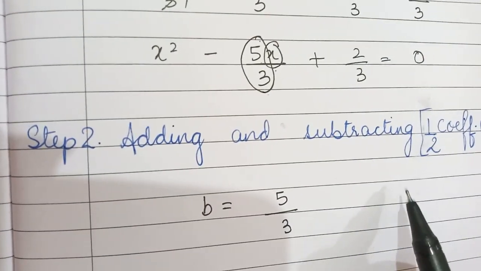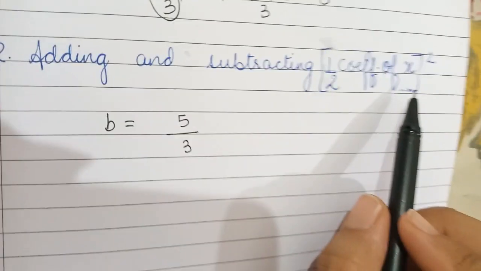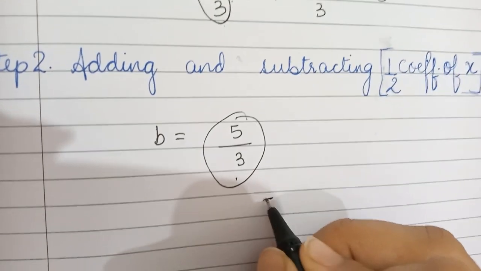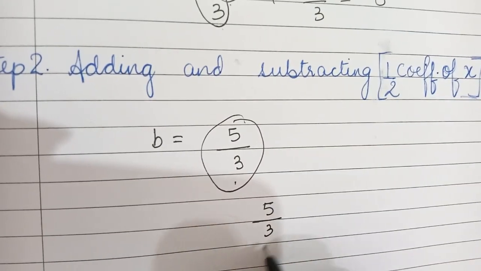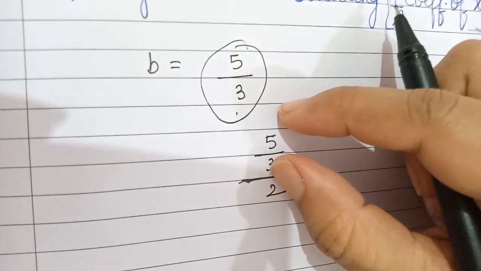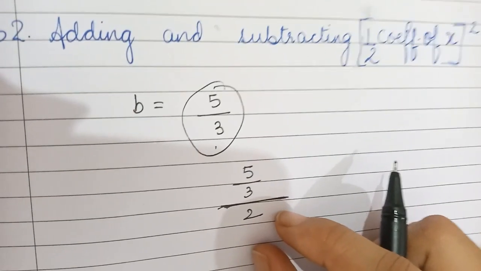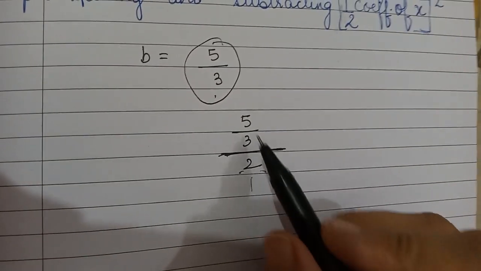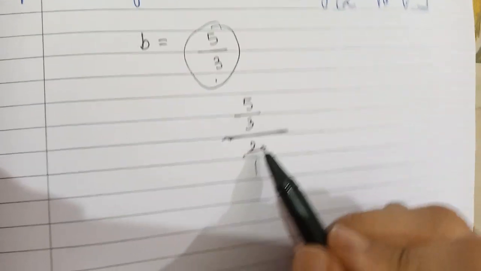Now what do we have to do? We have to take half of the coefficient of x. That is, what will be the half of b over here? So 5 upon 3, we are going to divide by 2. We have to divide the whole fraction by 2 to get its half. So 5 by 3 we will divide by 2.